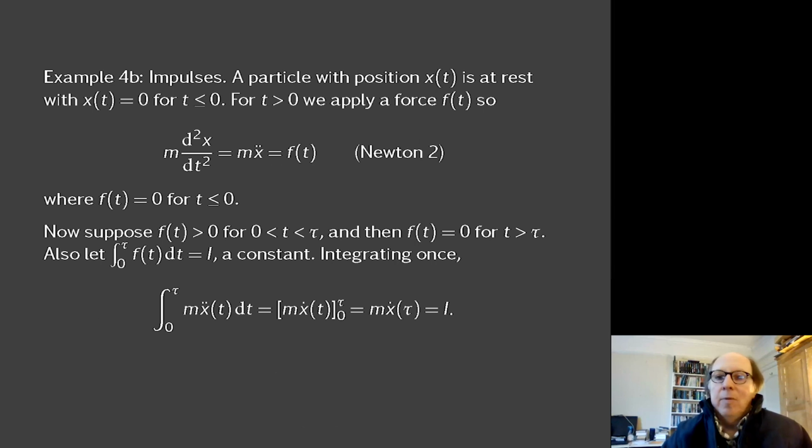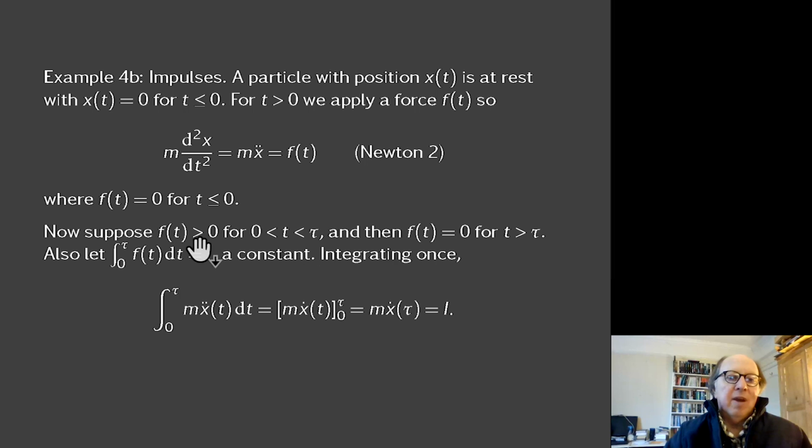So here's another example. We've all done simple mechanics and the thing called an impulse. So the idea here is you're going to have a particle which has position x of t, and it's sitting there at rest with x of t equal to 0 for all t less than or equal to 0. And then we apply a force F of t when t is positive. So Newton, of course, tells us that m d^2x/dt^2, call it m x double dot, Newton-type notation, is equal to F of t. Very simple.